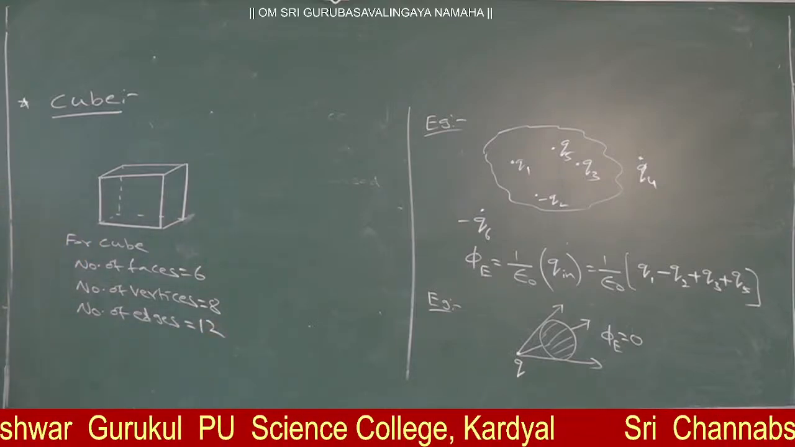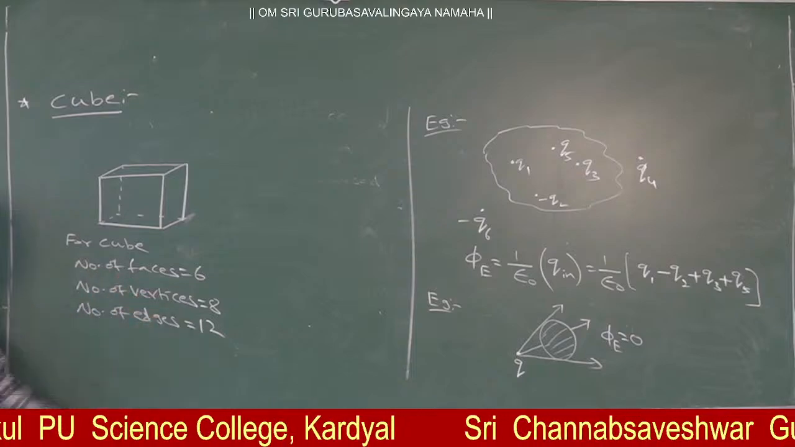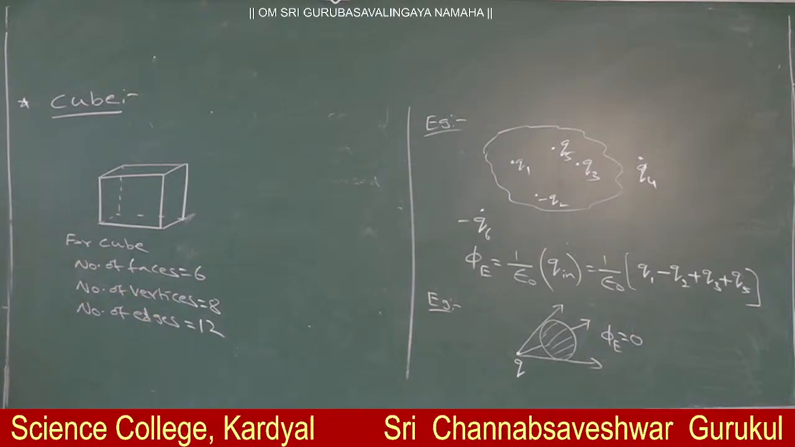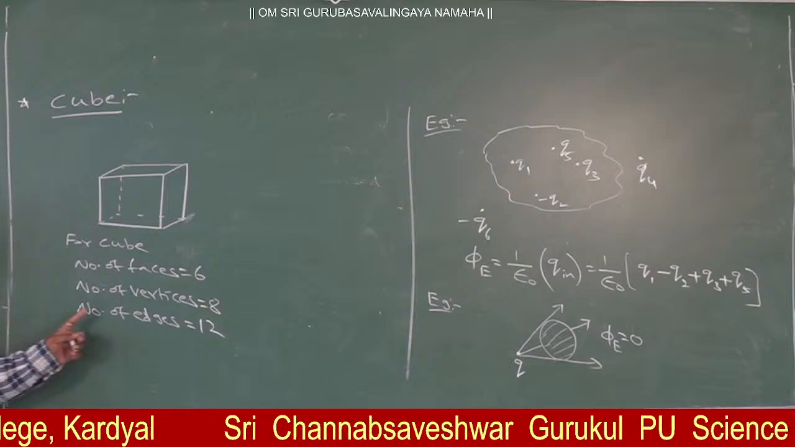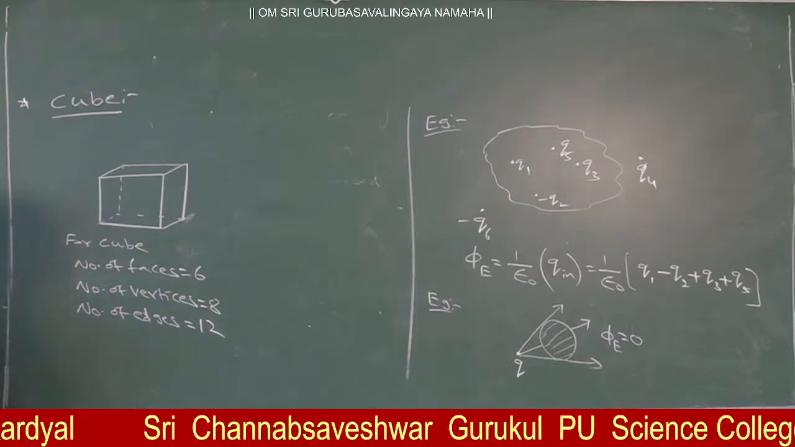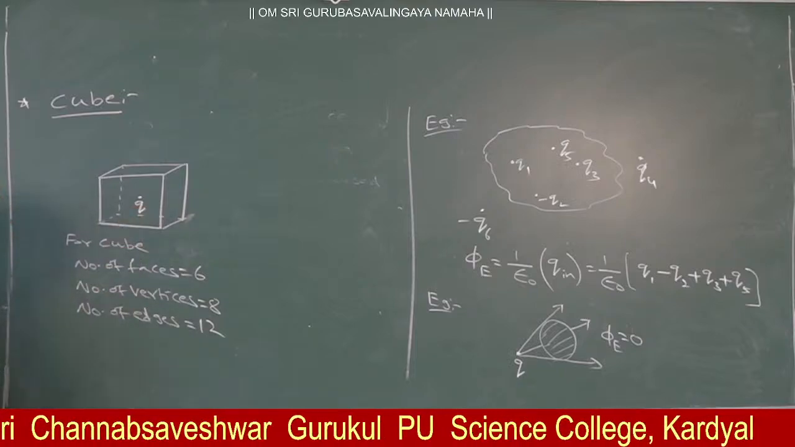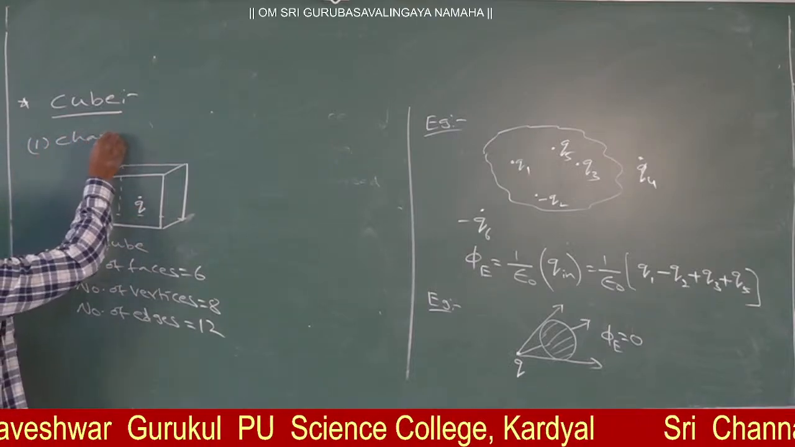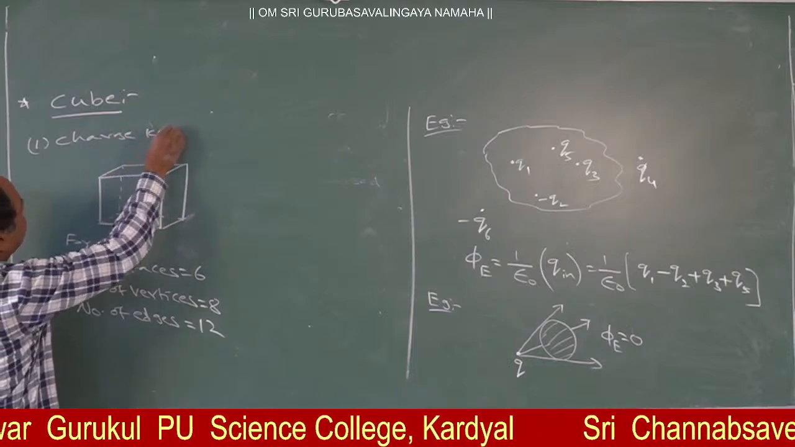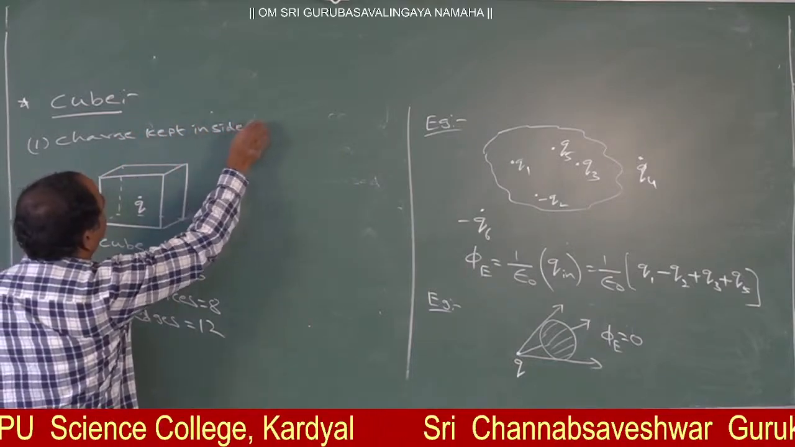This is clear? If a cube is given, then how many faces are there? 6. And how many vertices are there? 8. And how many edges are there? 12. Suppose I kept one charge Q inside the cube. That means the charge is kept inside of the cube.